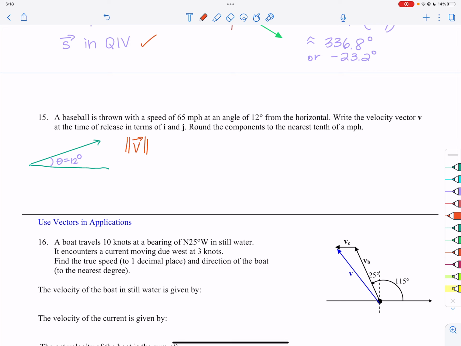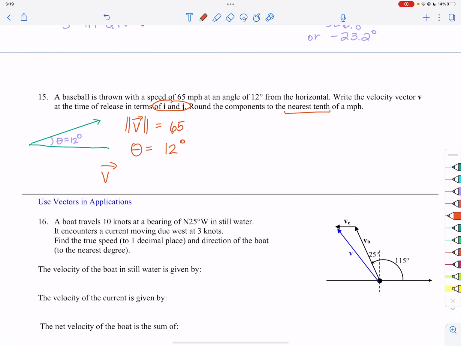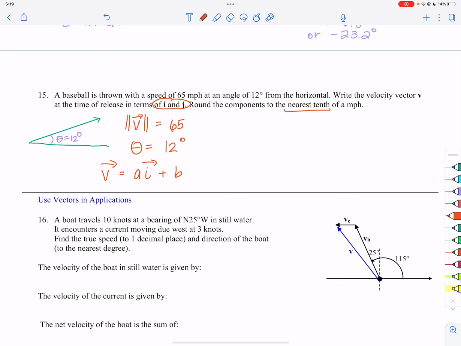Let's keep reading. Write the velocity vector v at the time of release in terms of i and j, and then we will round to the nearest tenth of miles per hour. Okay, so the magnitude of vector v is 65, since that's what they gave us. And we were also given that theta is 12 degrees. We know that vector v is going to be equal to a times i plus b times vector j.